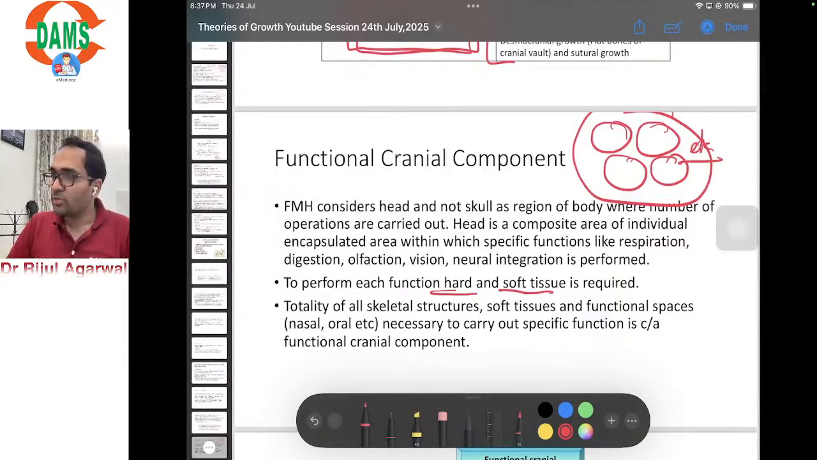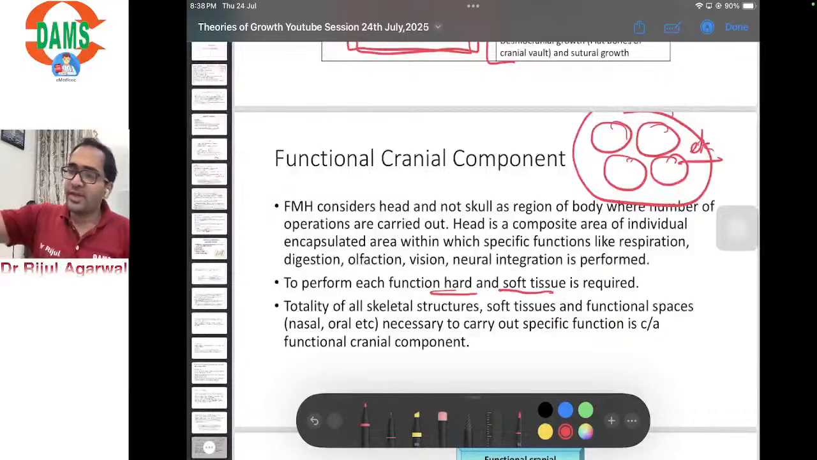Eyes are a soft tissue, and where are the eyes present? They are present inside the orbits, or the sockets, in the skull. That is the hard tissue part. For smell, what do we require? We require glands and nerves, and where are they present? They are present inside the nasal bone. For digestion, what do we require? We require a number of organs like stomach and intestine. Where are they present? They are enclosed within the rib cage and so on.